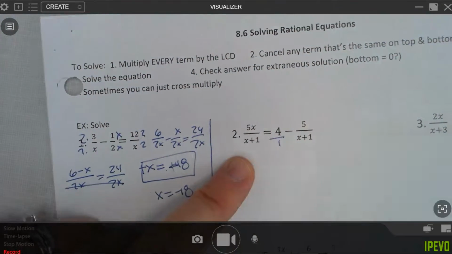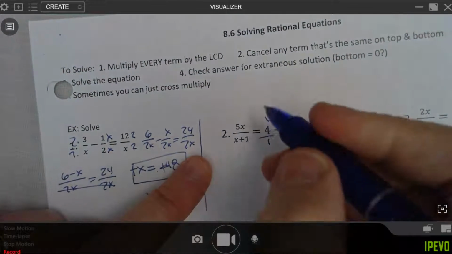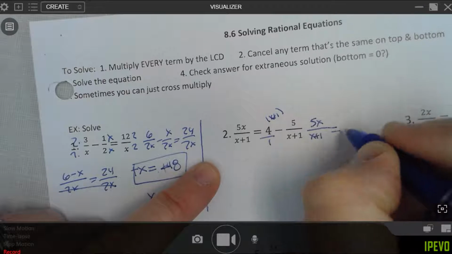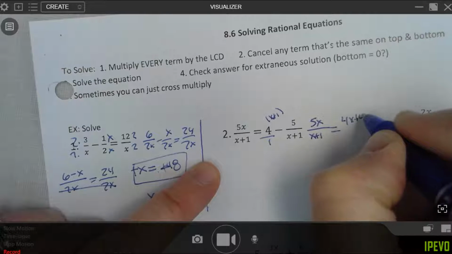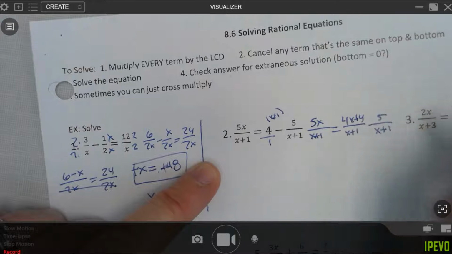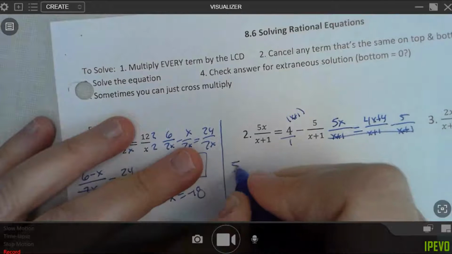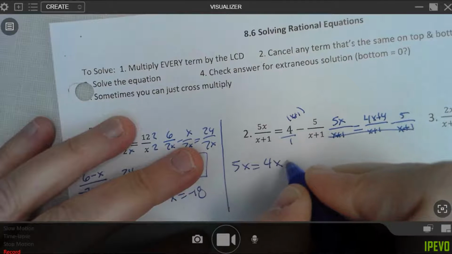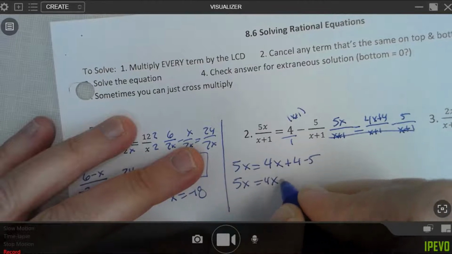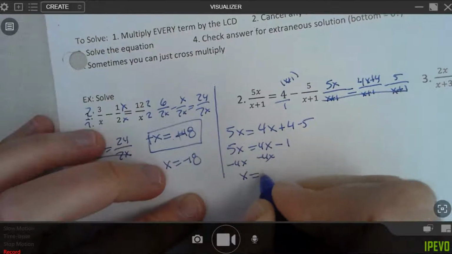So put the 4 over 1. So it just means this needs a plus 1 on top and bottom. So that gives us 5x, so bottoms cancel and you have the tops. So 5x equals 4x plus 4 minus 5. Subtract over your 4x. X equals negative 1.